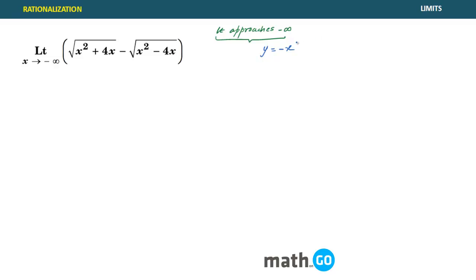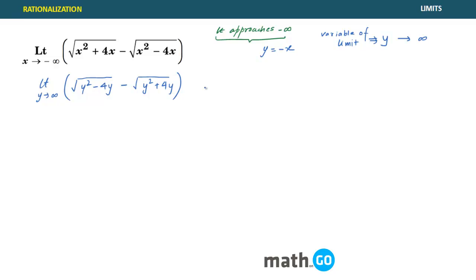So now the variable of the limit will become y, right? And if x was tending towards minus infinity, then y will start tending towards infinity. So the first step that I am going to do in this particular question is that I will say limit y approaching infinity of under root of y square minus 4y minus under root of y square plus 4y. So this is how I will start solving this problem. Because if you do not pay attention to this minus sign, your answer will definitely come out wrong. Okay, now let us start this problem.